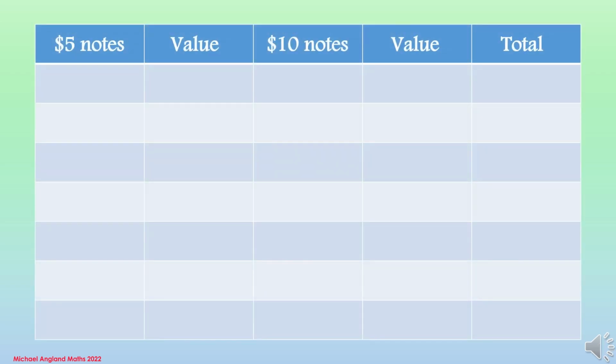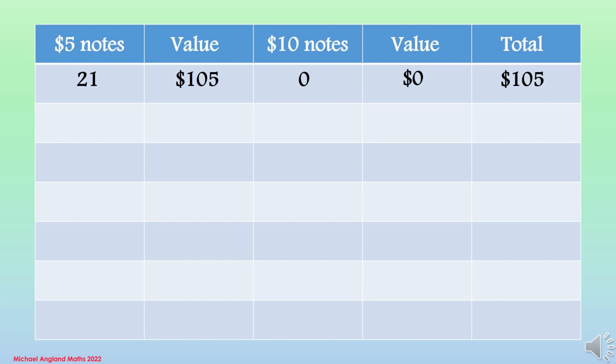We're going to use tables for these. I've headed up this table with the number of $5 notes and their value on the left, and the number of $10 notes and their value on the right, and the total value on the far right. So let's assume everything's a $5 note, 21 of them, 0 $10 notes. That's $105 plus $0. Adding those two together, the total is $105.